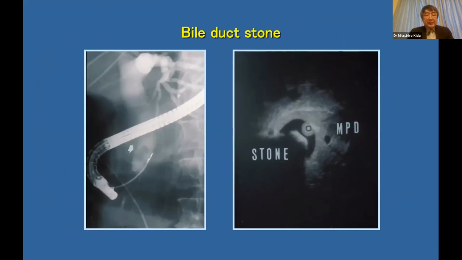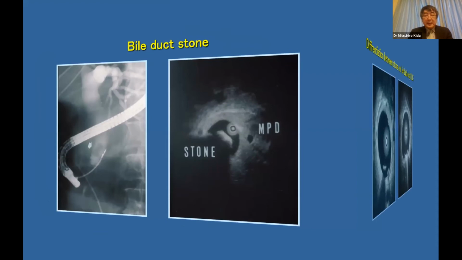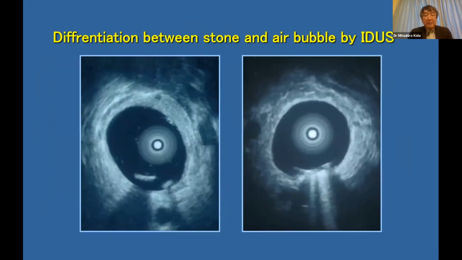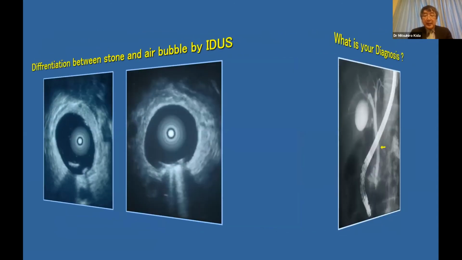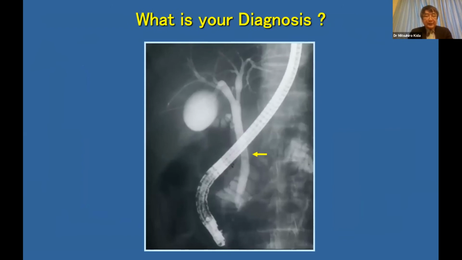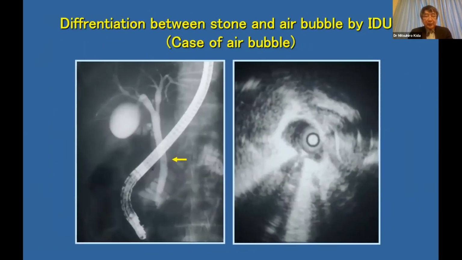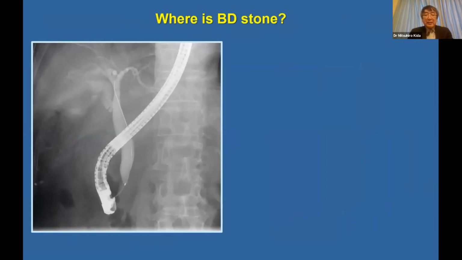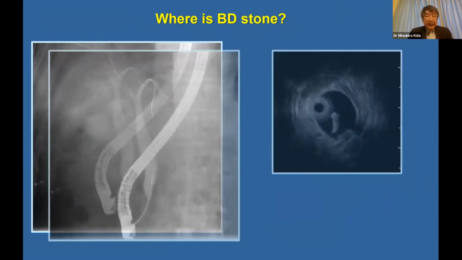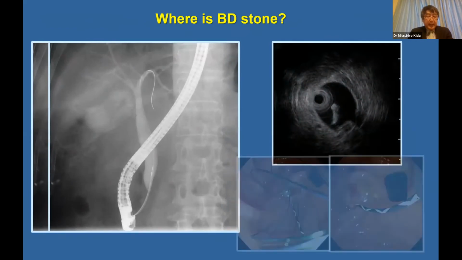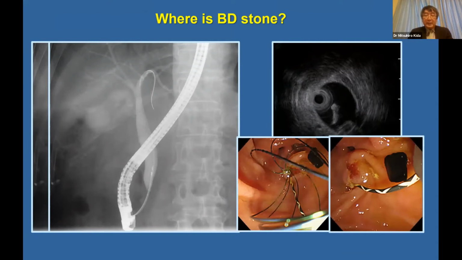ERC shows the filling defect, and IDUS reveals the strong echo with acoustic shadow, which is bile duct stone. This is the differentiation between the bile duct stone and air bubbles. Air causes round artifact. Bile duct stone demonstrates strong echo with acoustic shadow, like this. ERC shows the round filling defect suspected to be bile duct stone. However, IDUS just shows the air bubbles, then we can avoid the EST. Can you identify the bile duct stone? IDUS detects the small bile duct stone. After EST, we remove the small bile duct stone.